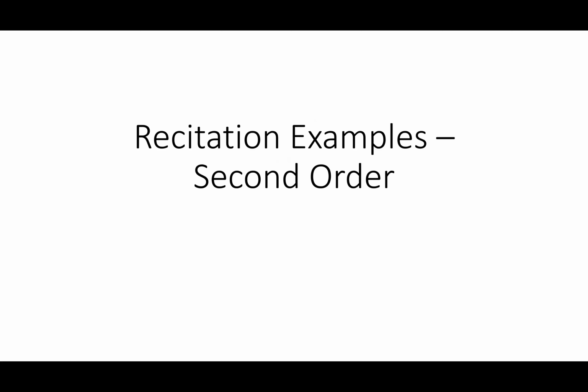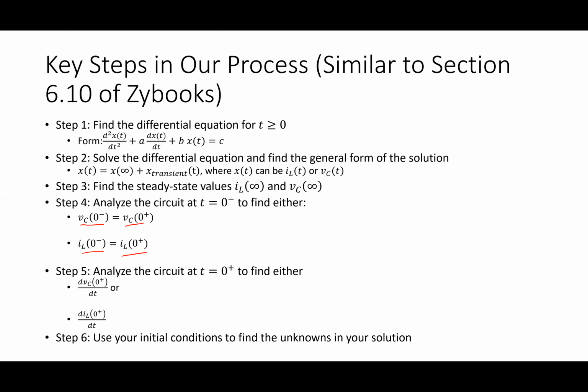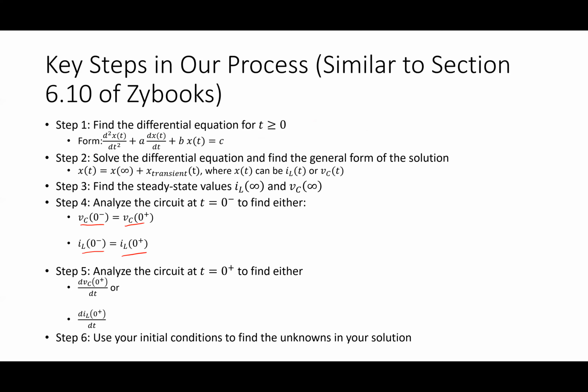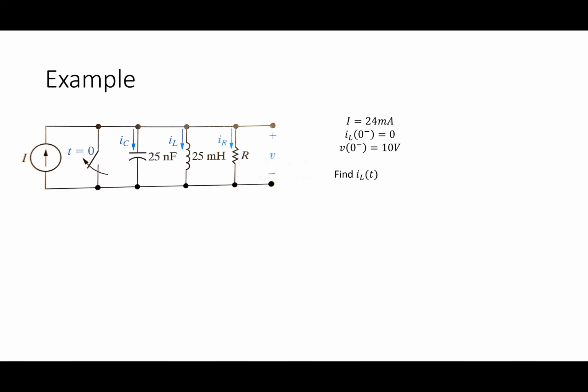All right. So let's plow forward with this guy. We want to find IL of t. Our step 1: find the differential equation for t greater than 0. It needs to have the form that I've given it there. So I've got to get those coefficients A, B, and C. How do I do that here? How do I get a differential equation for I sub L?